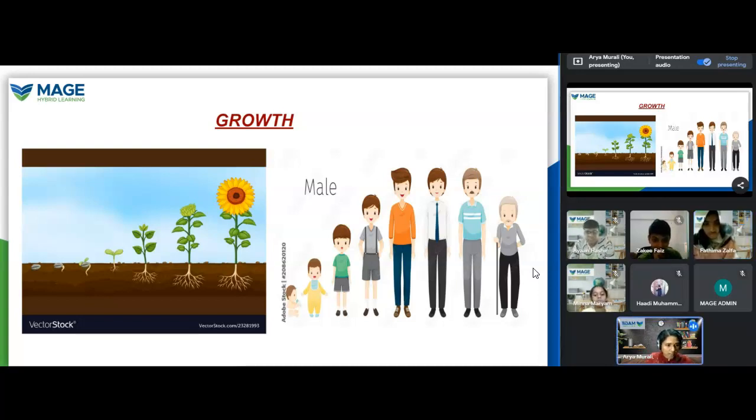Okay, fine, this much is clear. So this is the difference between growth of plants and animals.